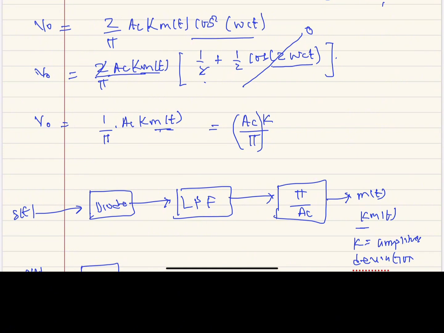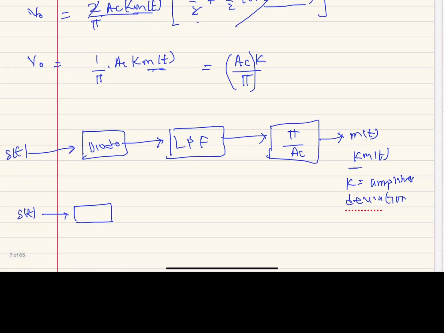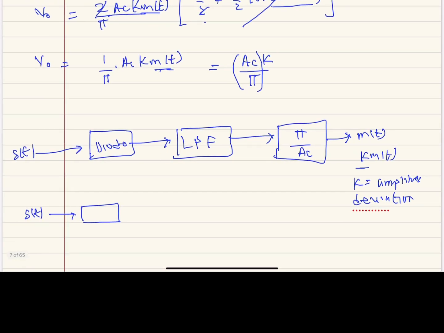At the end of everything, there will be some scaled version of the message. And in order to remove that scaling, you have to pass the resulting output of the low pass filter through the multiplier with a gain of pi over A_C. And that will eliminate it, giving us k m(t), which is our message signal, where k is the amplitude deviation. So this is where I'll bring the envelope detector demodulator to an end.